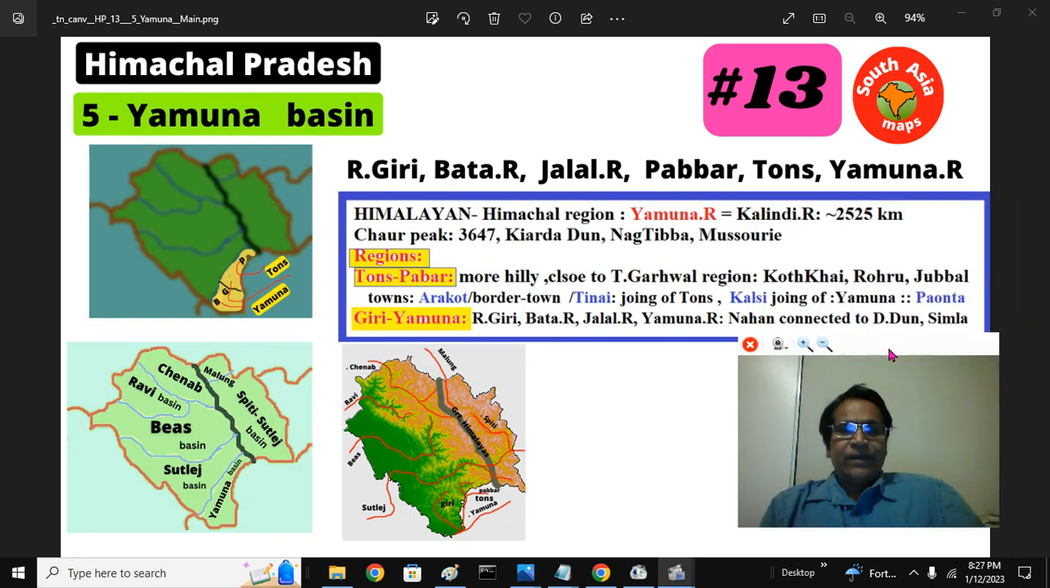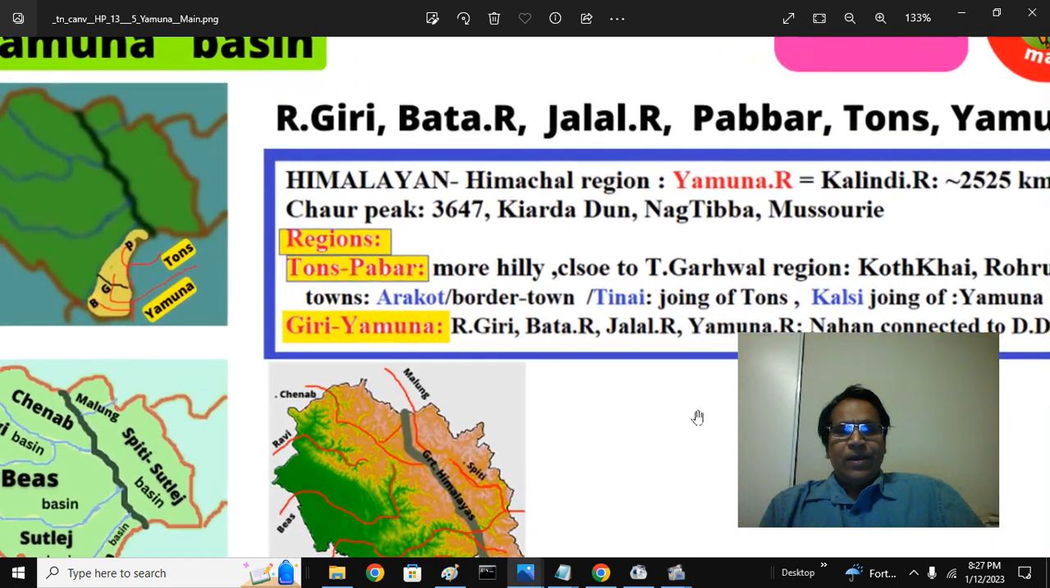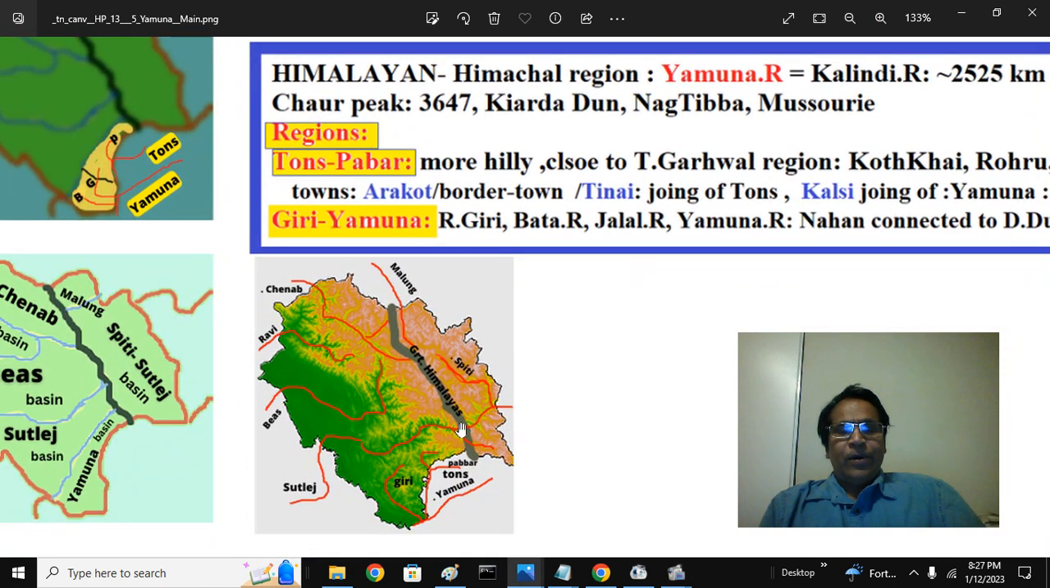Yamuna Basin. This is the Great Himalayan Mountain. There are three ranges: Great Himalayan, Shivaliks, and Middle Himalayan. Middle Himalayan is essentially Pir Panjals and Dhauladhars. From the Great Himalayas, a ridge near Simla separates the northern Sutlej Basin from the southern Yamuna Basin.